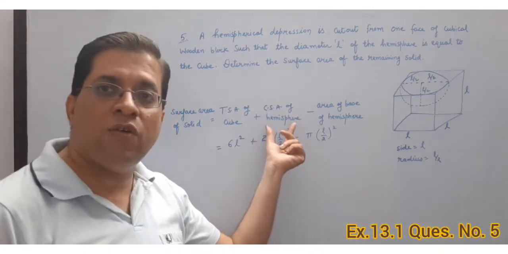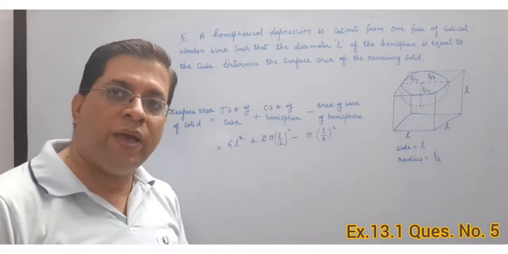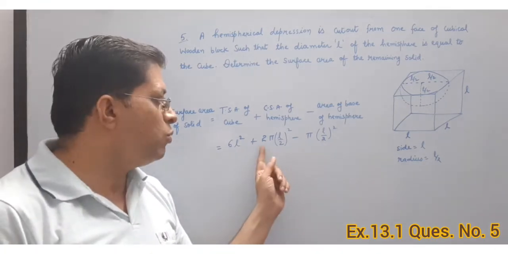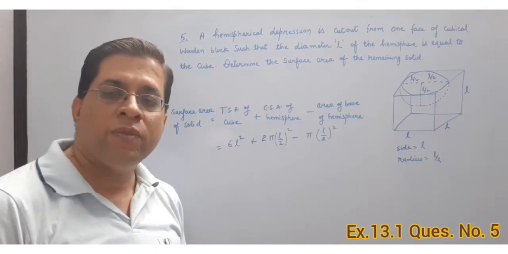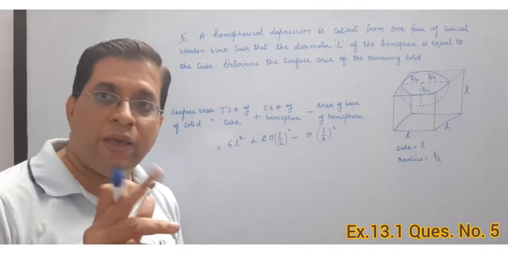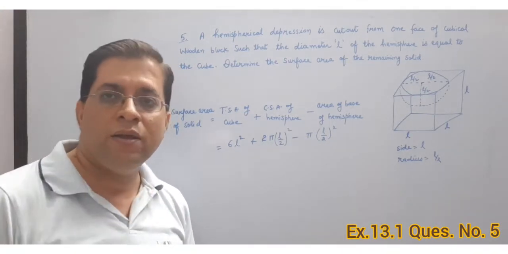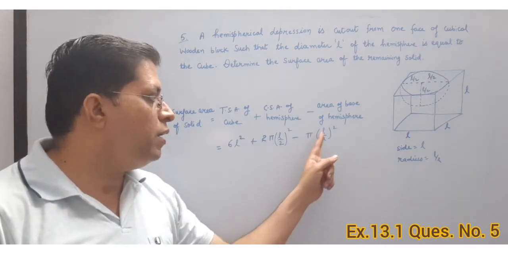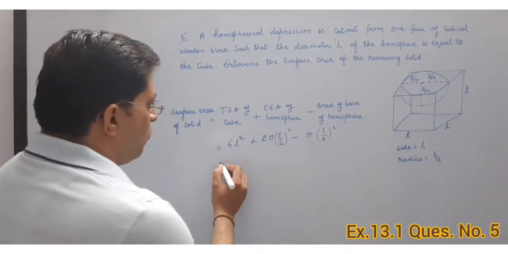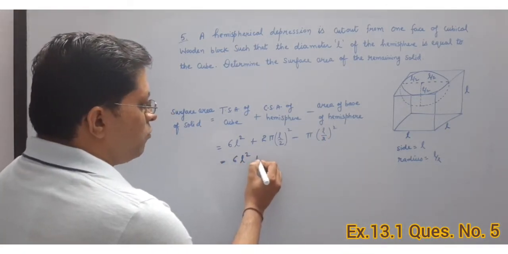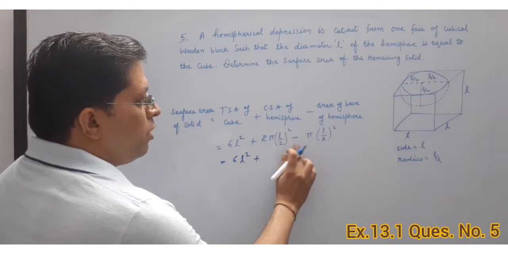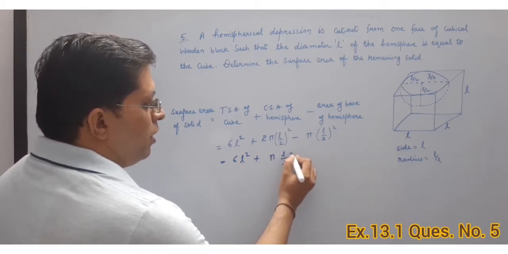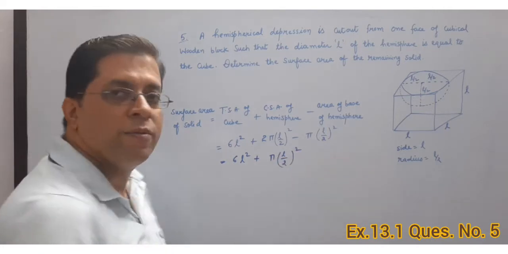Plus CSA of hemisphere is what? 2 pi r square. And what is r? r is L by 2. So 2 pi L by 2 square. And what is area of base? Pi r square, and again r is L by 2, so pi L by 2 square. What we can write: 6L square plus 2 pi L by 2 square minus pi L by 2 square. This will become pi L by 2 square.